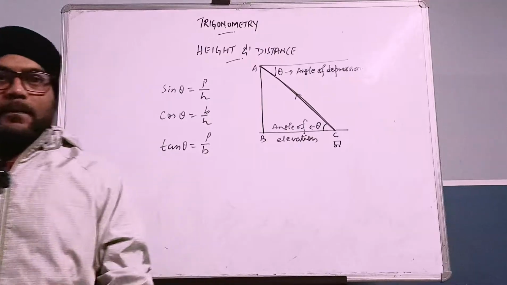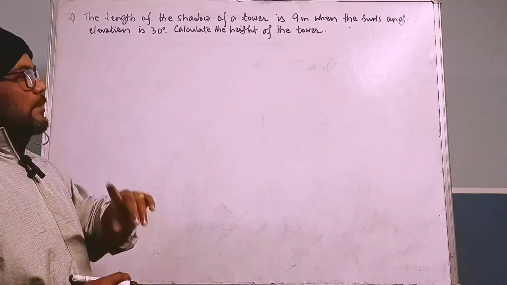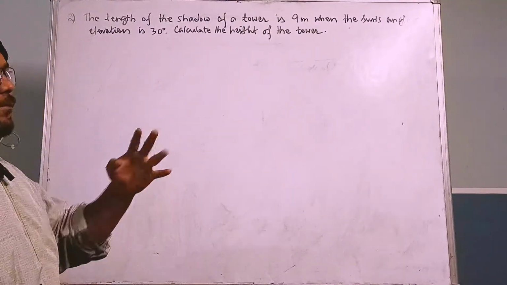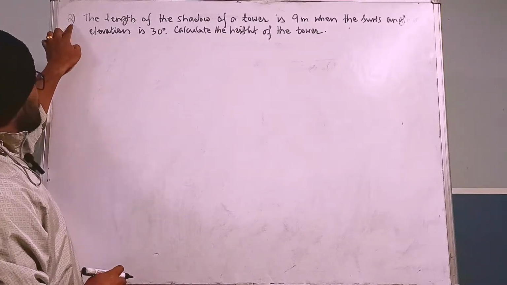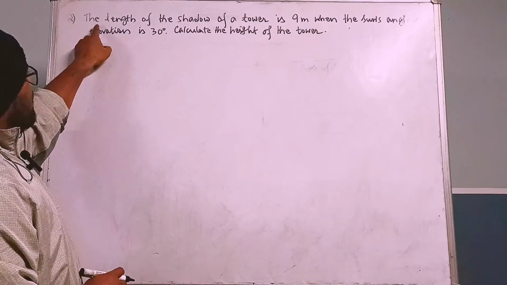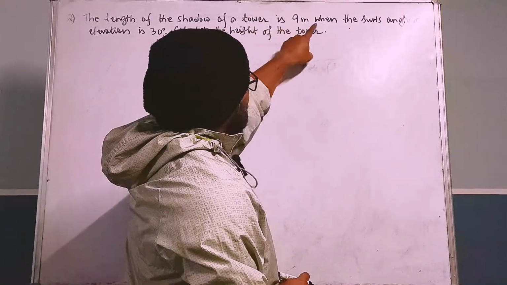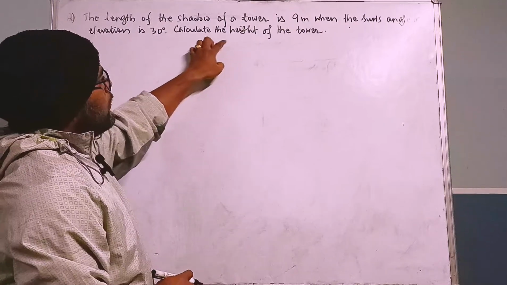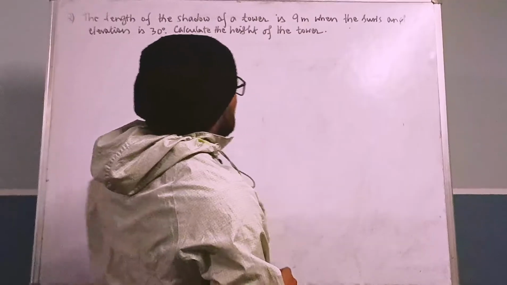As height and distance, you just see question numbers 1, 2, 3 and 4. These 4 questions are similar, very simple questions. So I'm just solving question number 2. The length of the shadow of a tower is 9 meters when the sun's angle of elevation is 30°. Calculate the height of the tower. So the question is given here.